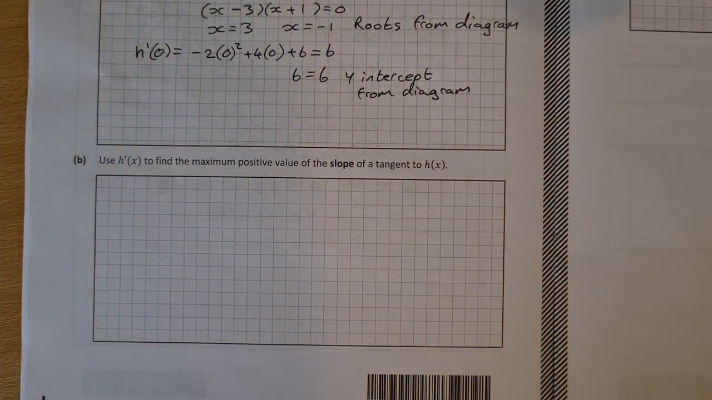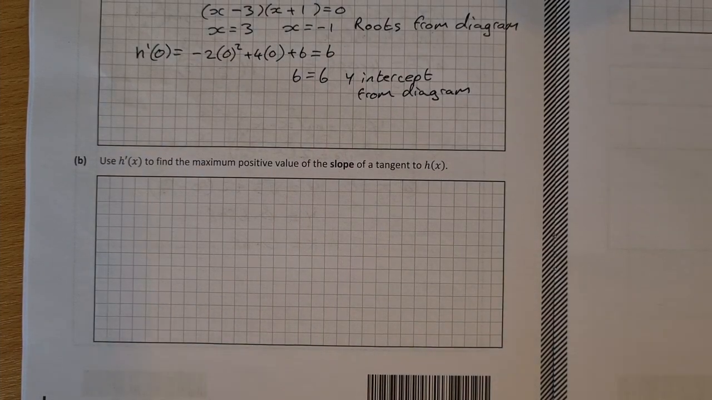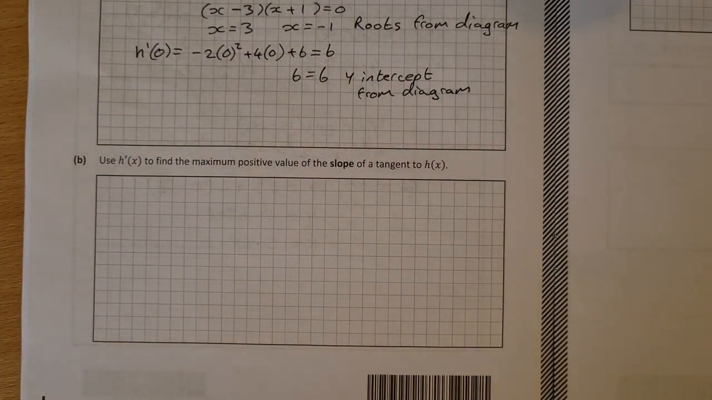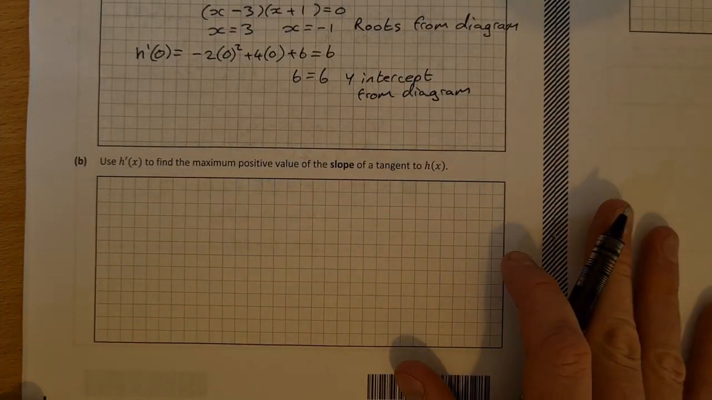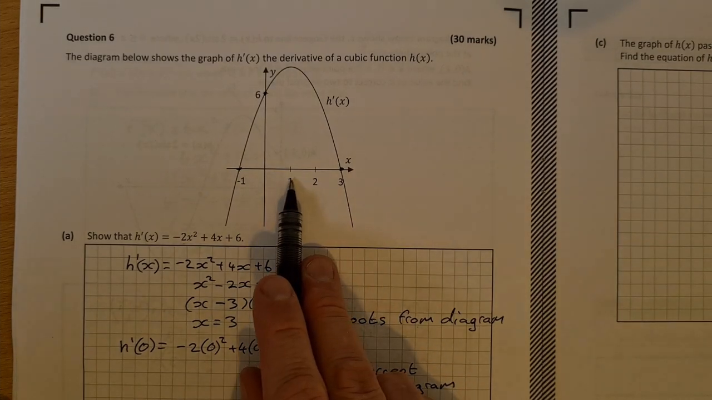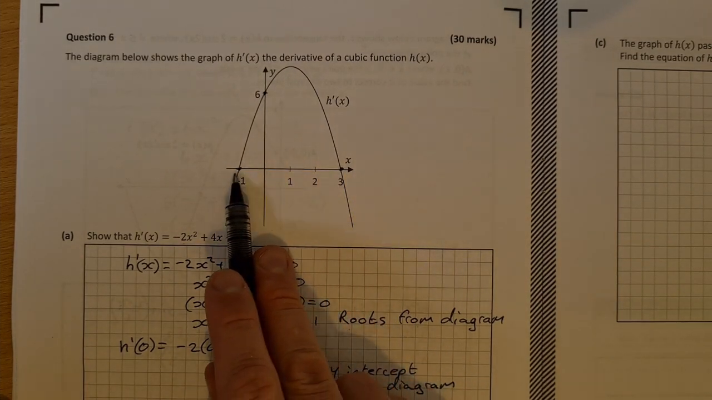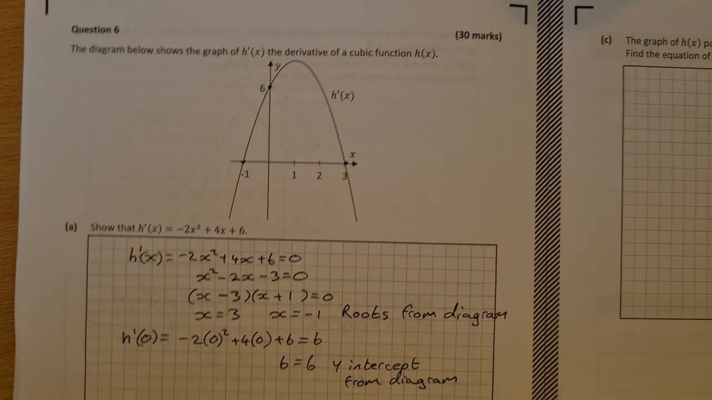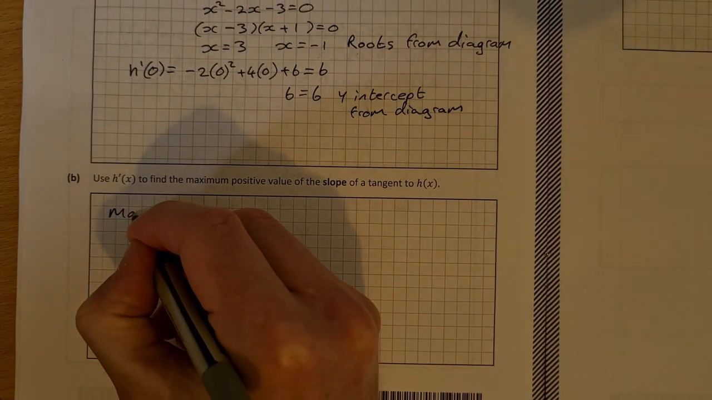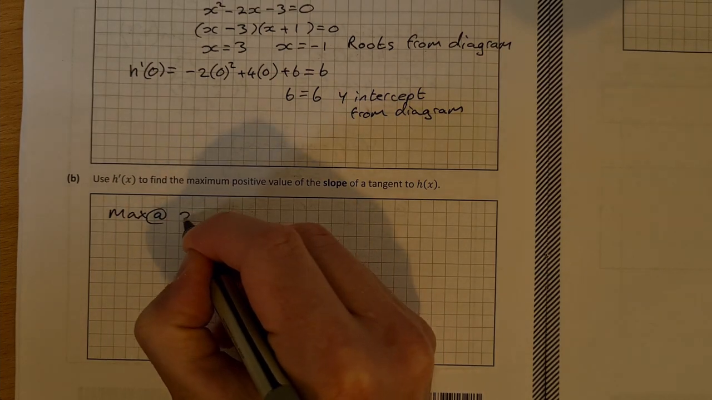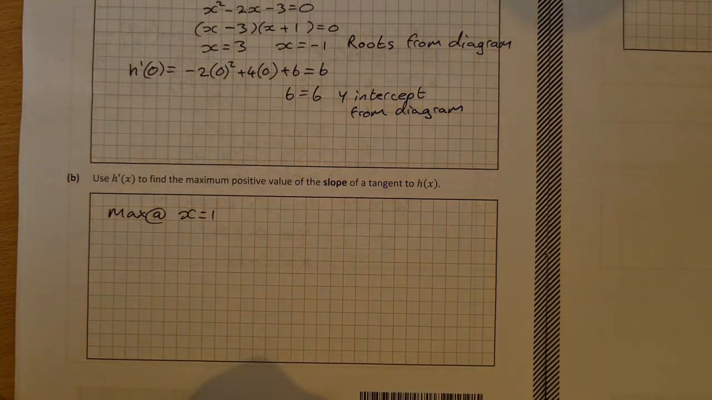Part B then asks us to use h prime of x to find the maximum positive value of the slope of the tangent to h of x. So we have a max at x equal to 1. It's halfway between the roots. That's where the max will be of this graph. So max is at x equal to 1. That's the midpoint of minus 1, 0 and 3, 0.